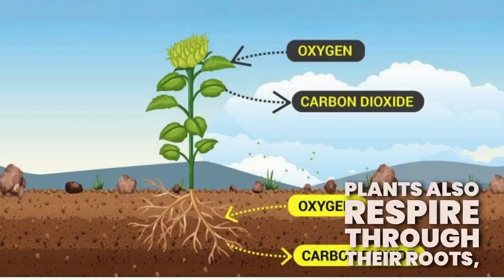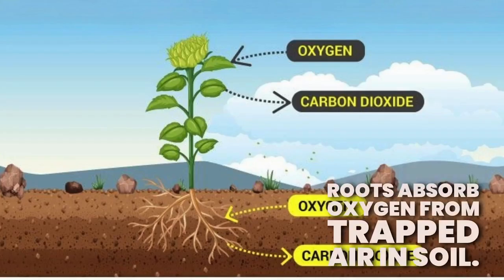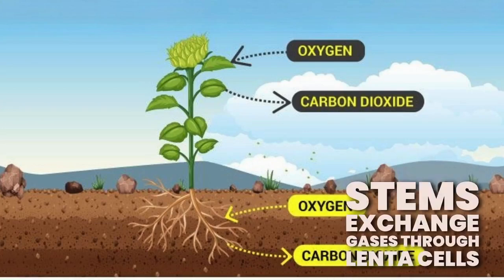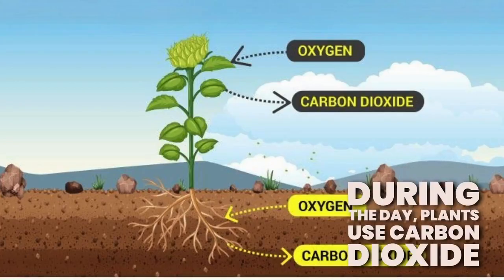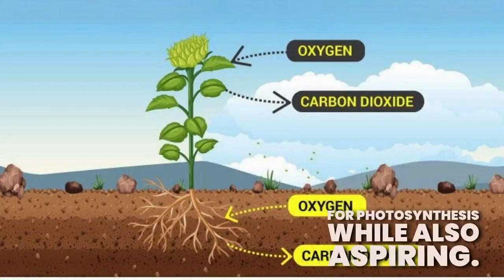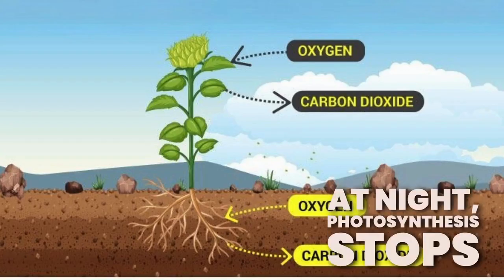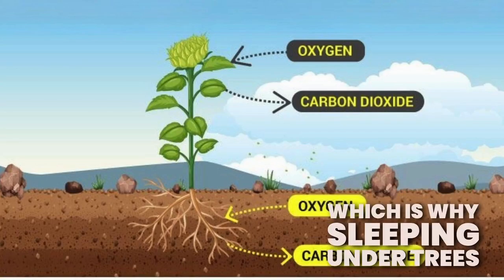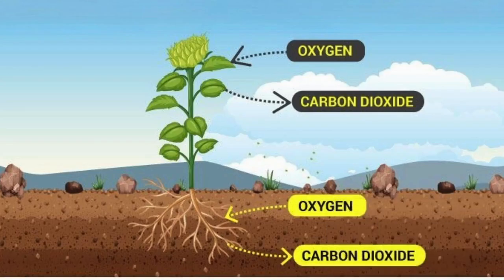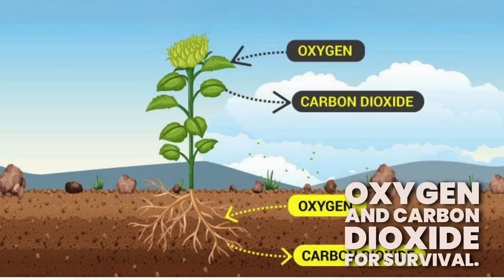Respiration in plants. Plants also respire through their roots, stems, and leaves. Roots absorb oxygen from trapped air in soil, stems exchange gases through lenticels, and leaves through stomata. During the day, plants use carbon dioxide for photosynthesis while also respiring. The carbon dioxide from respiration is reused in photosynthesis. At night, photosynthesis stops, and plants only respire, releasing CO2, which is why sleeping under trees at night is considered harmful. Thus, plants and animals depend on each other by exchanging oxygen and carbon dioxide for survival.